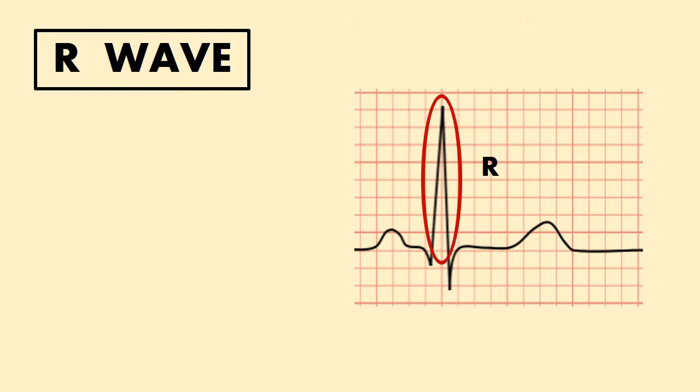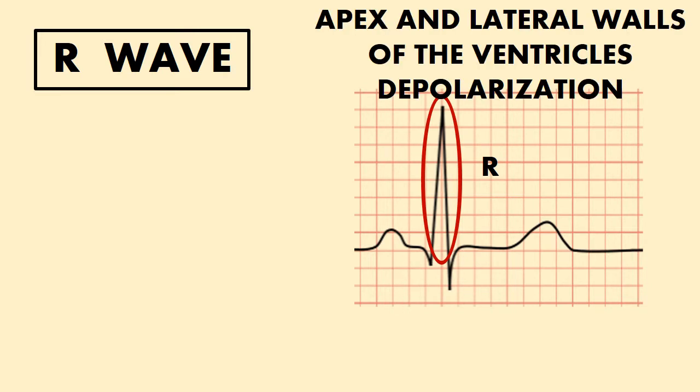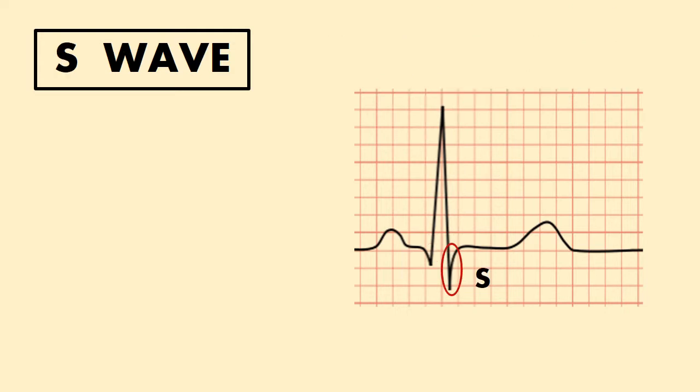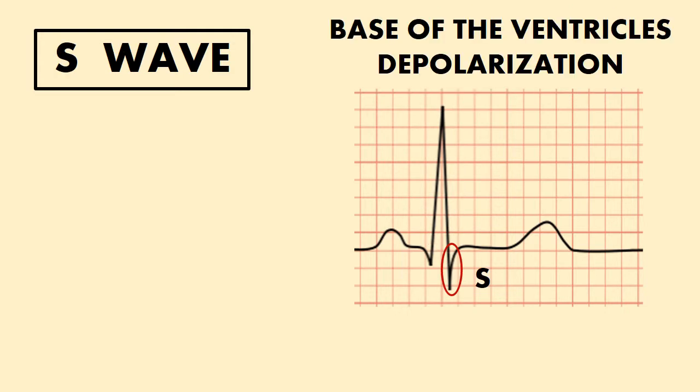R wave corresponds to the depolarization of the apex and lateral walls of the ventricles. It is the first positive deflection after P wave. S wave corresponds to the depolarization of the base of the ventricles. It is the second negative deflection of the QRS complex, or the first negative deflection after R wave.